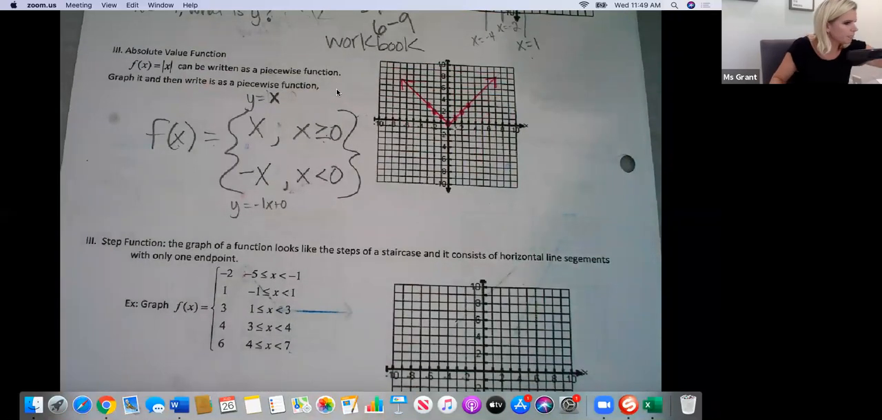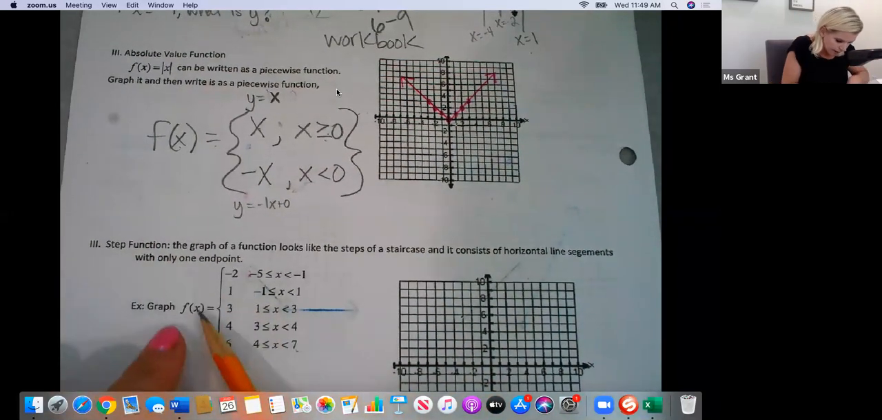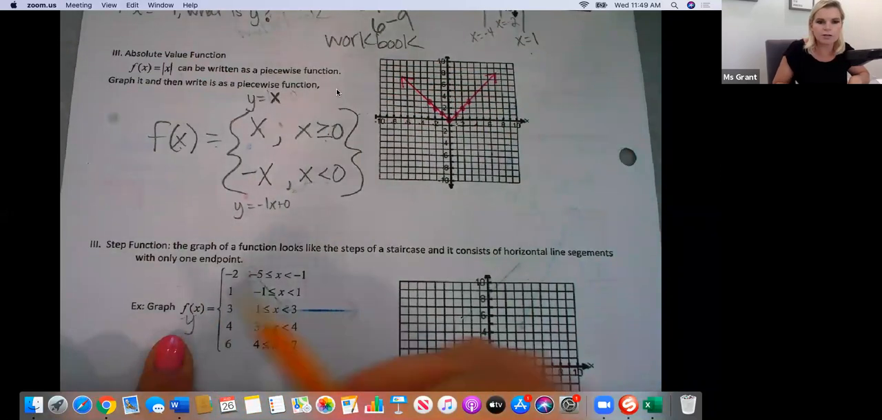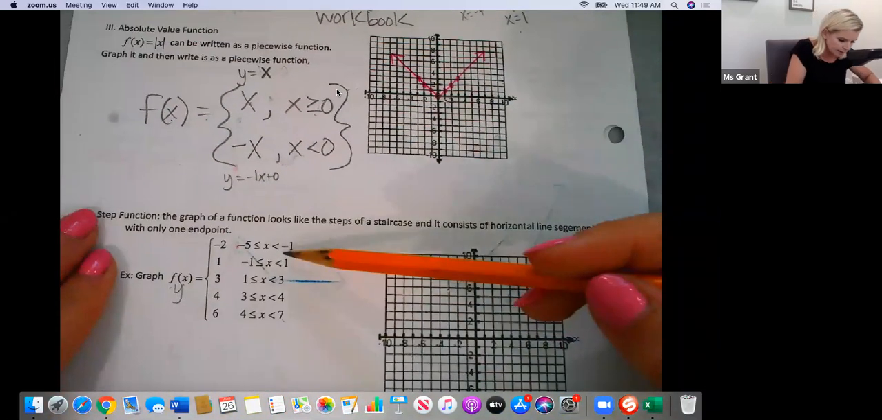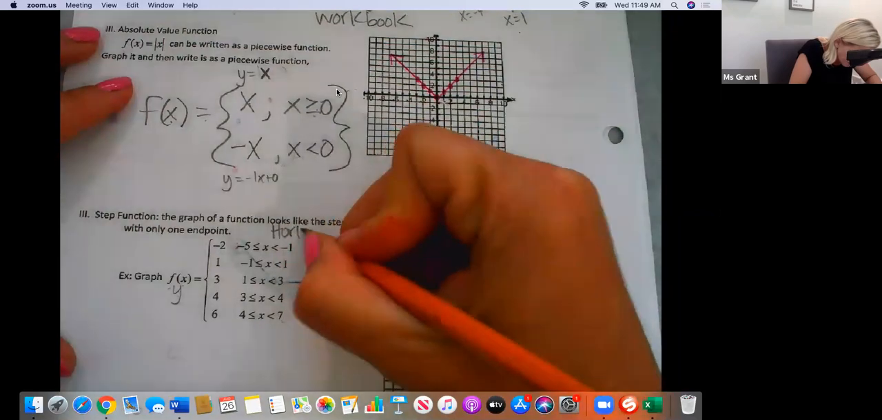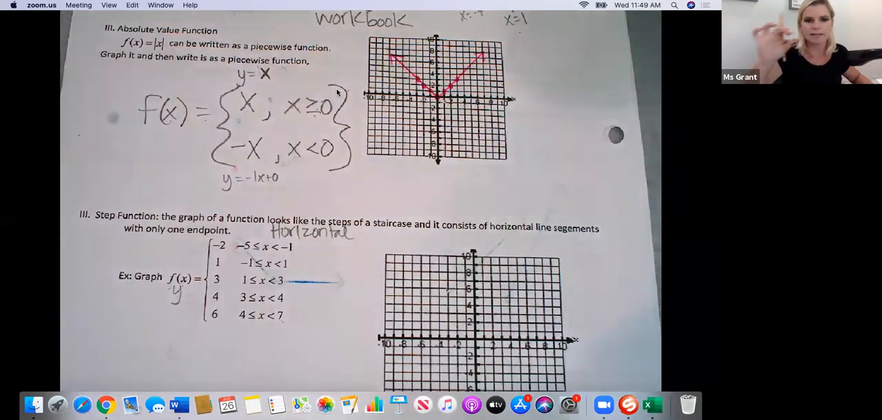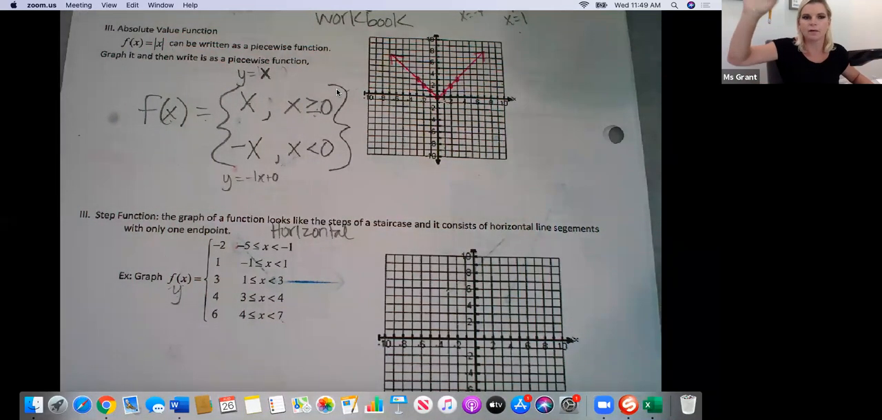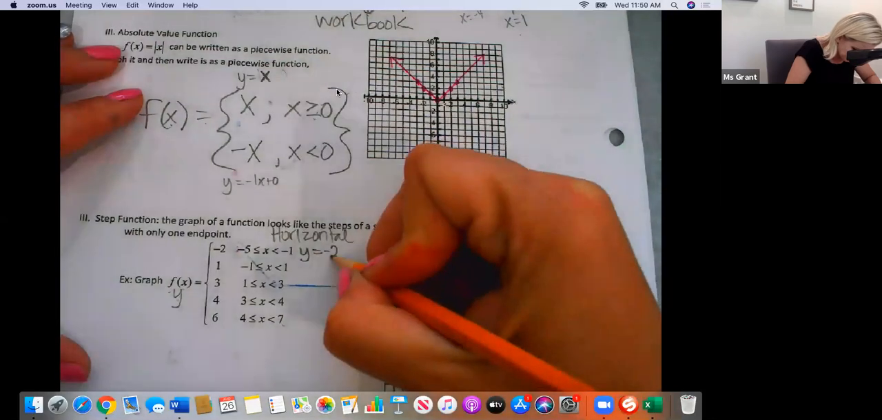Step functions. Okay. I'm still going to write what the equations are. F of x is the same as y equals. We're going to start using f of x now. F of x equals negative 2. Y equals negative 2. These are all horizontal lines. It's called a step function. A step function looks like a staircase and it has horizontal segments that only have one closed circle and then one open circle.